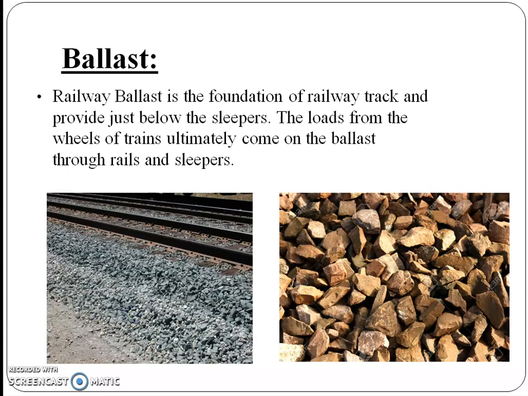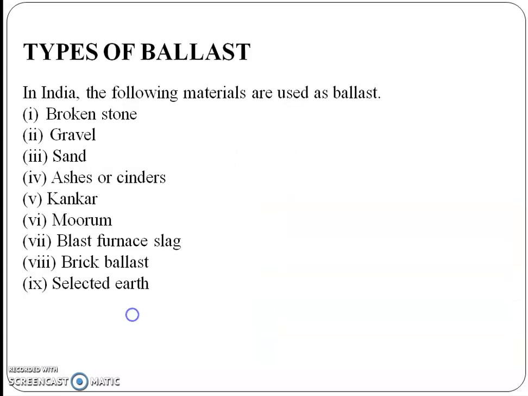Next word is ballast. So here in this image you can see aggregates. Different sizes of aggregates are there. So what is ballast? Railway ballast is the foundation of railway track and is provided just below the sleepers. The loads from the wheels of trains ultimately come on the ballast through rails and sleepers. So whatever the load coming from the rail and sleeper, it's transferred to the ballast.